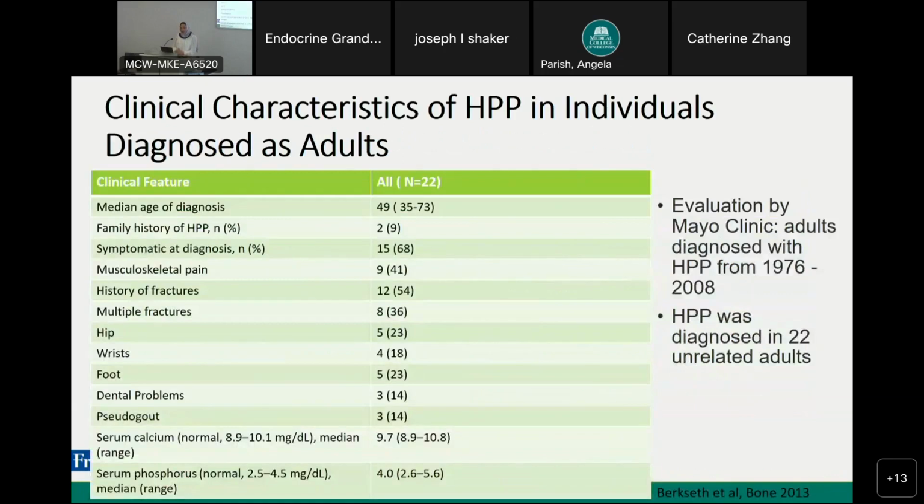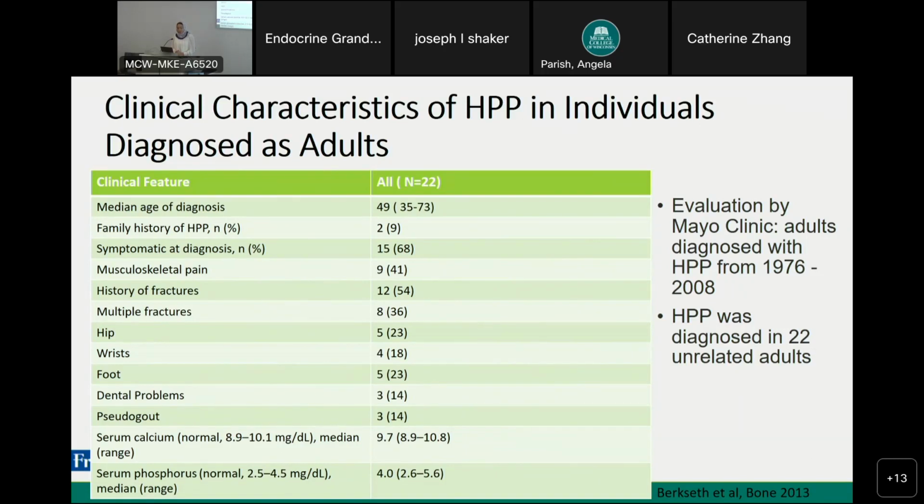So now the clinical characteristics of HPP in individuals who are diagnosed as adults. This was an interesting study that evaluated 22 unrelated patients who presented at the Mayo Clinic between the years 1976 and 2008. Interestingly, the median age of diagnosis was 49 years, so they were not very young, but again, the youngest was almost 35. There was a positive family history in only 2 patients, and 15 out of the 22 were symptomatic at diagnosis.